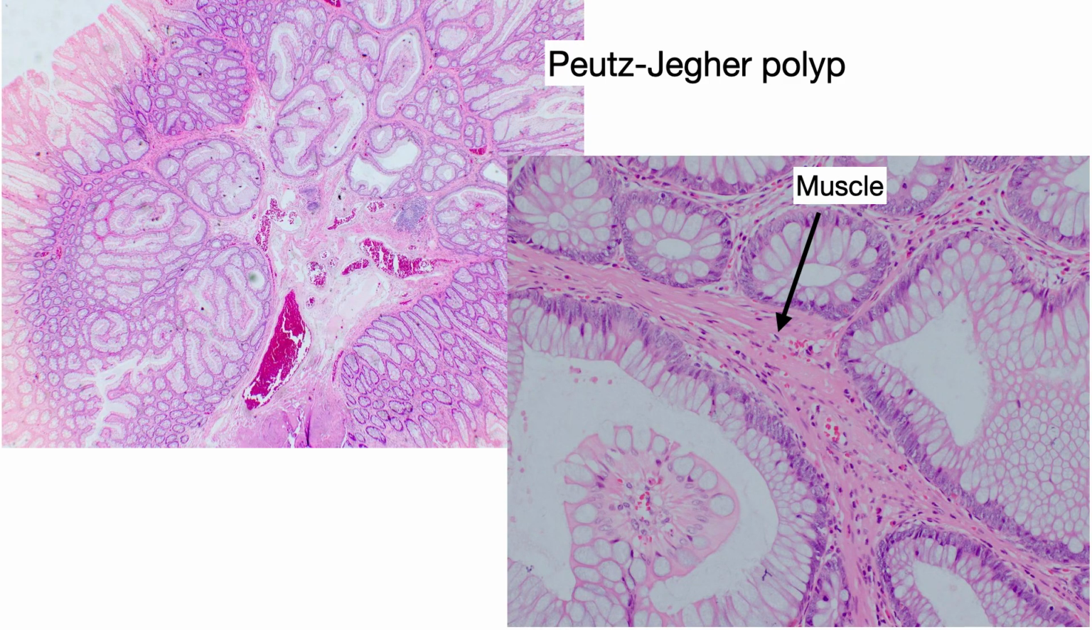Whereas in Peutz-Jeghers, you also see normal tissue. You see mucosa, you see goblet cells, everything like that, but it's not in an organized fashion, and it's arborizing based upon the branching of the smooth muscle there.